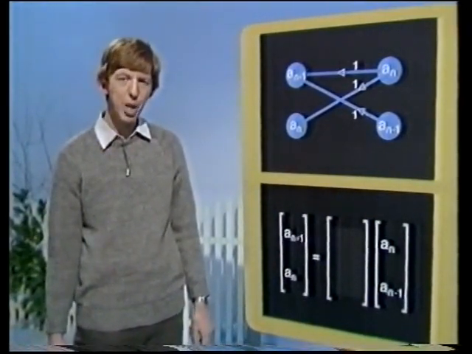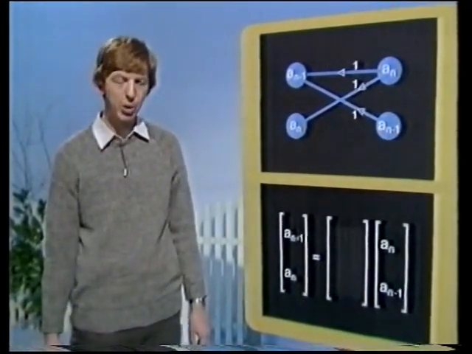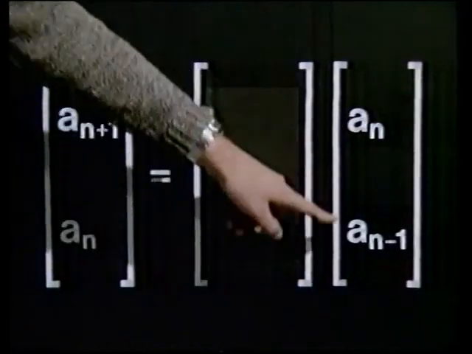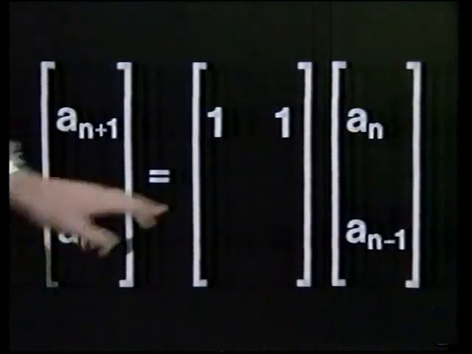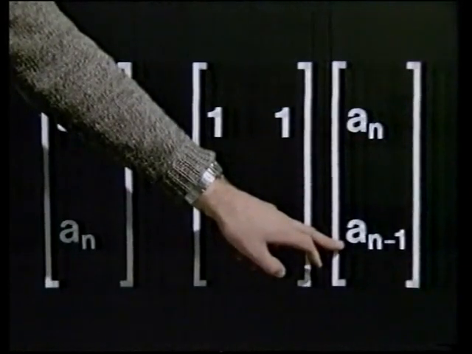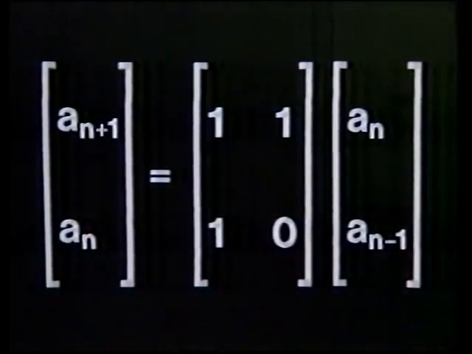What are the entries in this matrix? Well, we can find them in the same kind of way as we found those in the network. a_{n+1} is 1 times a_n plus 1 times a_{n-1}. So we have 1 and 1 in the top row. And similarly, a_n is 1 times a_n plus 0 times a_{n-1}. So we have a 1 and a 0 in the bottom row.